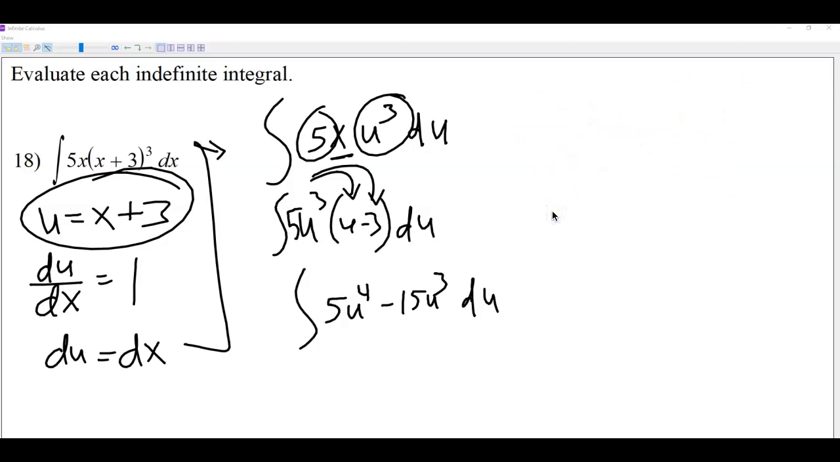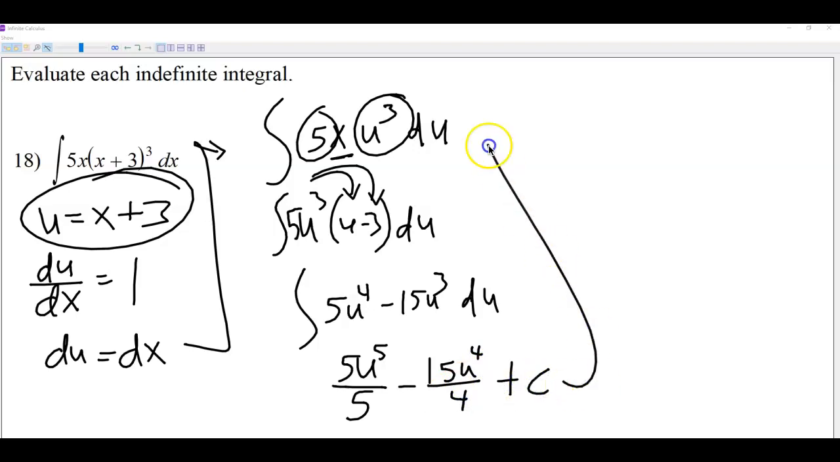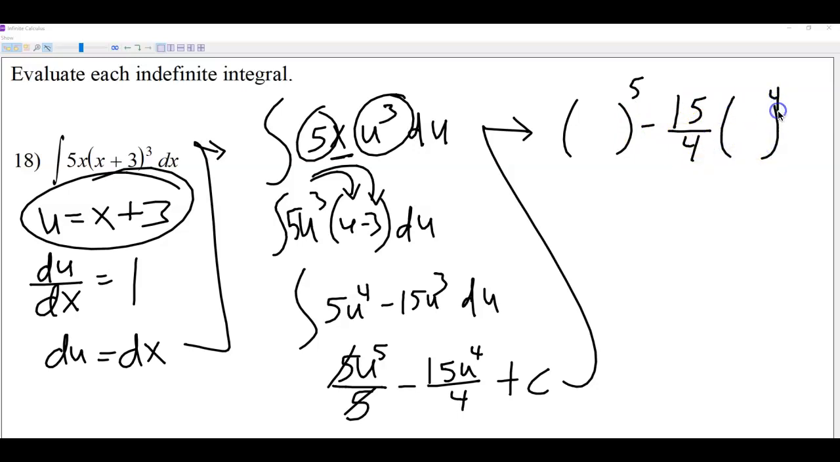We're just going to integrate like normal. So we add 1 to the power and divide by that number. And we repeat again, add 1 to the power and divide by that number. We don't want to forget our plus c. And we're going to replace the u now with what u equals. Here the 5's cancel out. So I'm left with u to the 5th. And next one I have 15/4 times u to the 4th plus c. But instead of u, I'm going to put what u equals, and u equals x plus 3. And there it is, final answer.